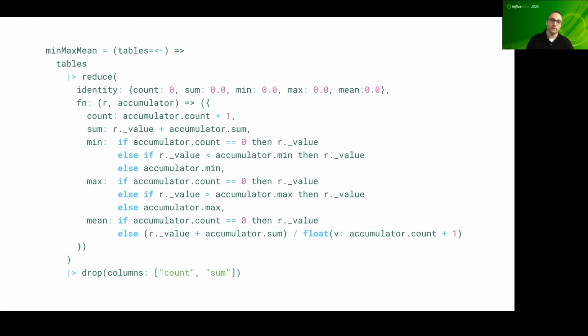So in my mean definition, if the current count is equal to 0, then the mean is the current row value. Else, I need to calculate the sum and divide that by the count, which I have to explicitly define in this calculation as the current accumulator count plus 1. I also cast that to a float because my numerator is going to be a float, and in any mathematical operation, the two operands have to be the same data type.